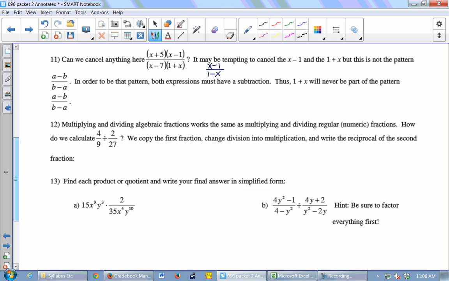X plus 1 is the same as 1 plus x. Yeah, but I didn't write x plus 1 anywhere. In order to use this formula, a minus b over b minus a, it just reverses the subtraction. There is no addition in the denominator, right? So here I have an x minus 1. If I was going to be able to cancel it, my denominator would have to be 1 minus x, but it's 1 plus x, so I can't cancel it. So x minus 1 and 1 minus x would cancel, but x minus 1 and 1 plus x don't.